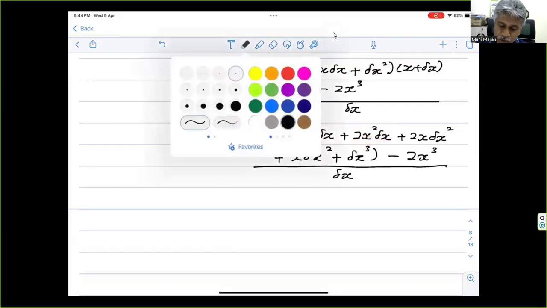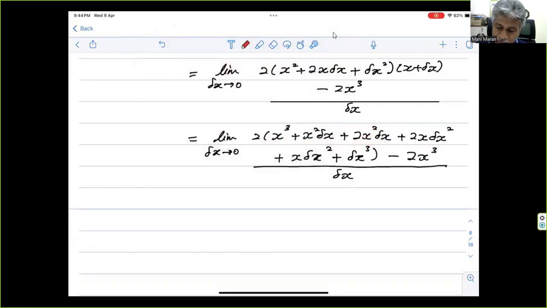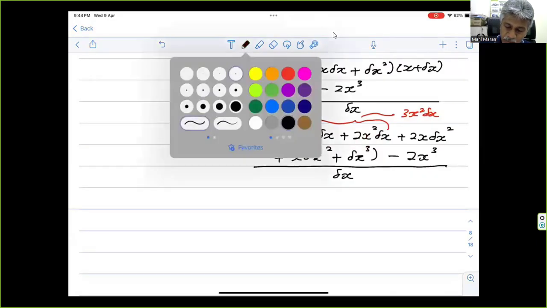So if you combine these two, I'll write in color so you all can see it. If you combine these two, this will give you 3x squared delta x. We can see from here x squared delta x plus 2x squared delta x, when you combine, gives you 3x squared delta x. So when you multiply the 2 inside here, what will happen?